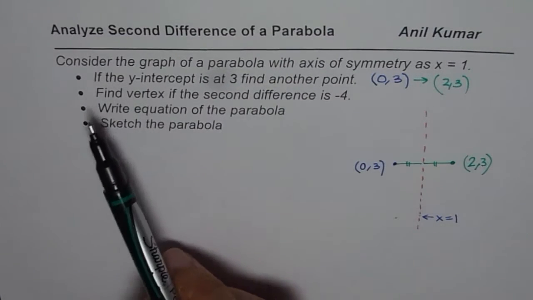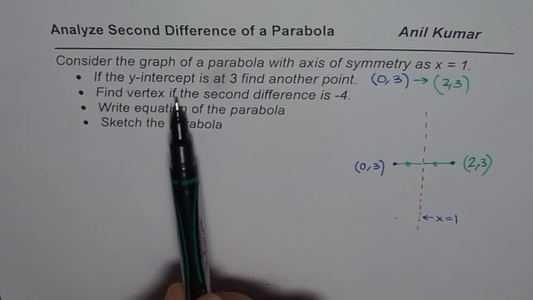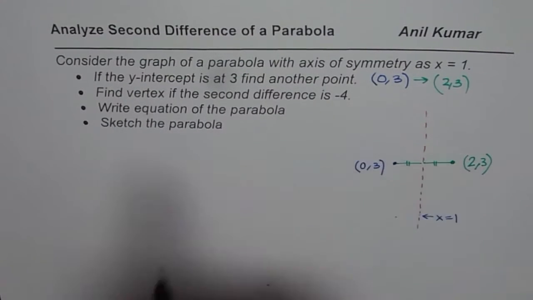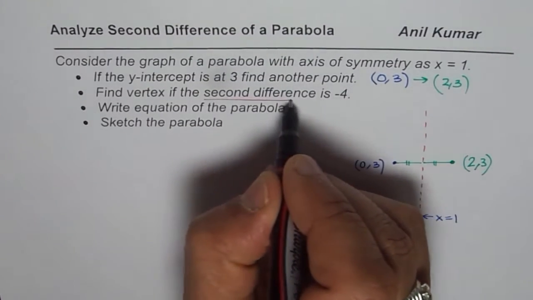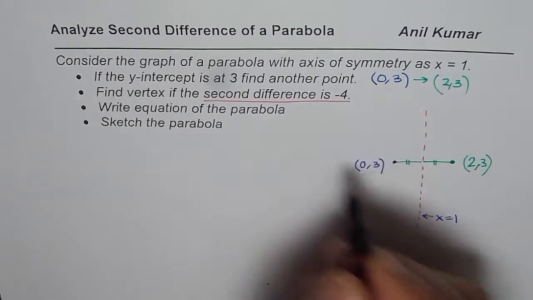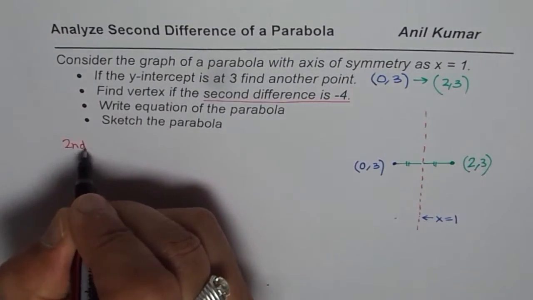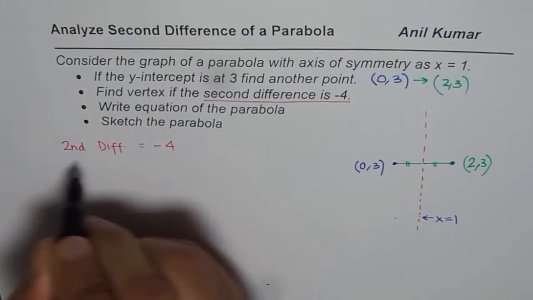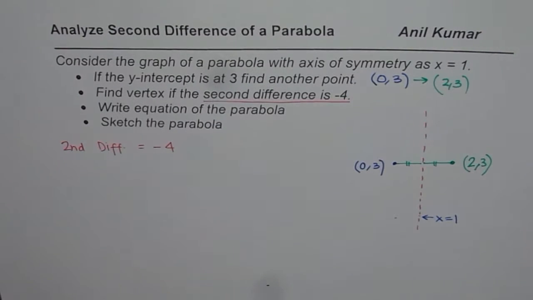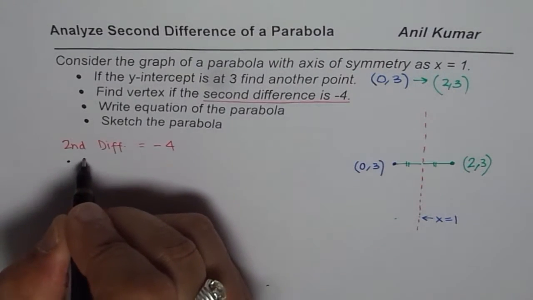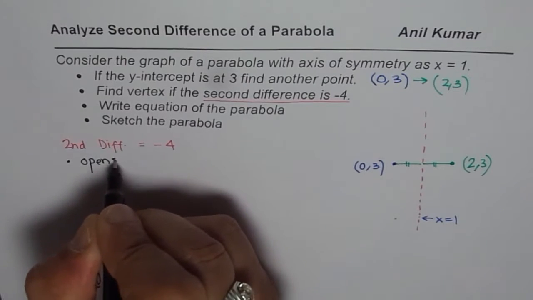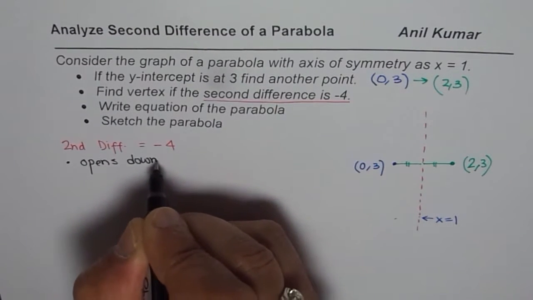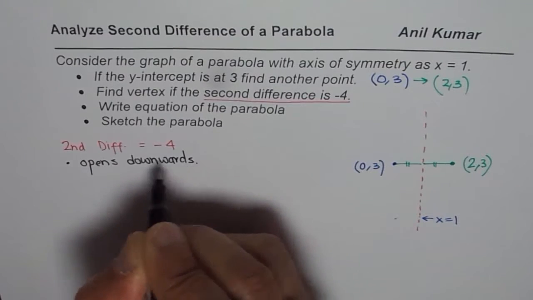Now let's move forward. It says find the vertex if the second difference is minus 4. Now the second difference is minus 4. What does that mean? Second difference equals minus 4 means two things. One, it means that the parabola opens downwards. That is the first thing it means. Can you tell me what is the other thing?